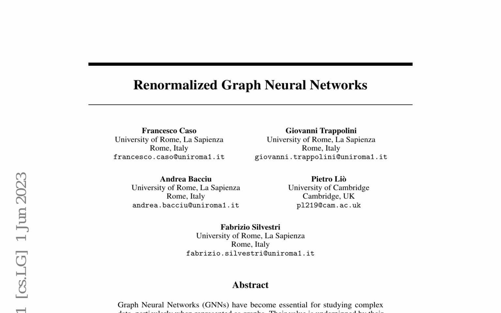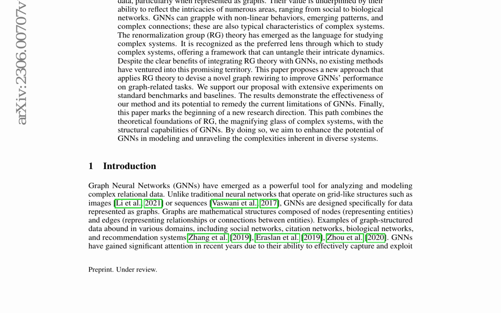Graph neural networks, GNNs, have emerged as a powerful tool for analyzing and modeling complex relational data, with applications in various domains such as social networks, biological networks, and recommendation systems. Despite their capabilities, GNNs face challenges like oversquashing, underreaching, and oversmoothing, which limit their ability to effectively capture and propagate information across dependencies. To address these limitations, this paper proposes a novel approach that applies renormalization group (RG) theory to devise a new graph rewiring method.